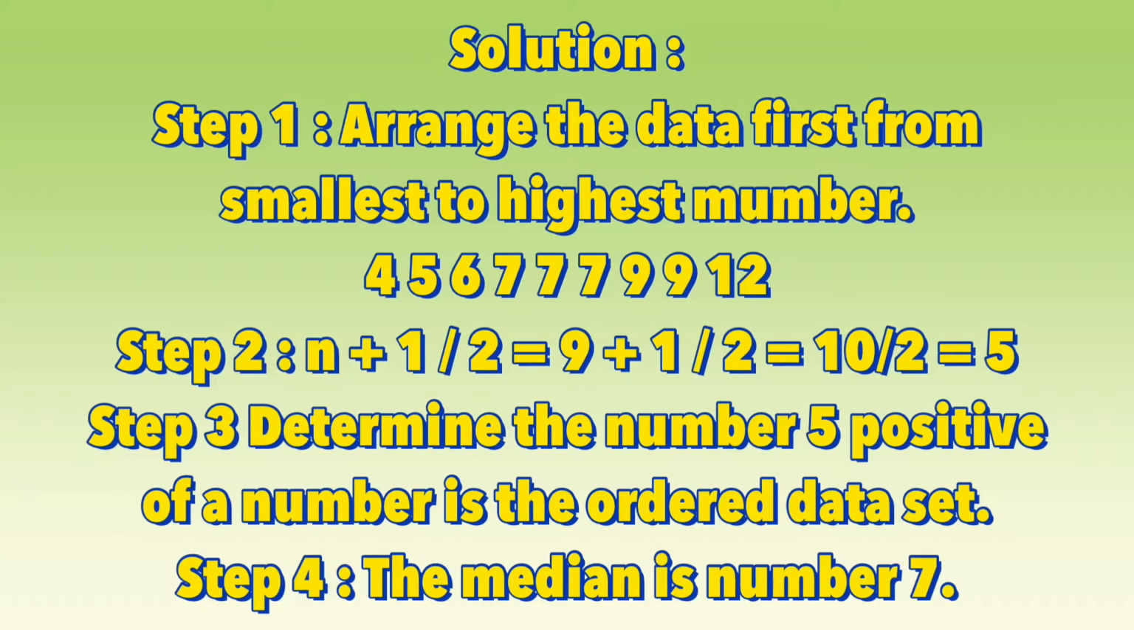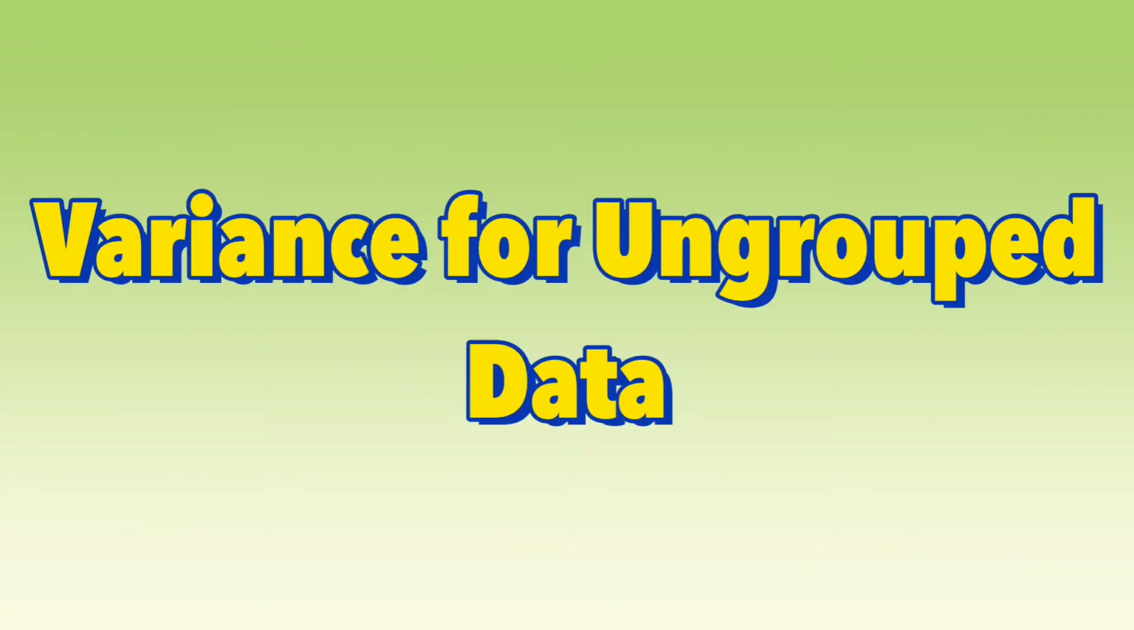This means 50% of the observations incurred less than 7 absences, while 50% incurred more. And how to compute the variance for ungrouped data. Variance means the average of squared deviations.